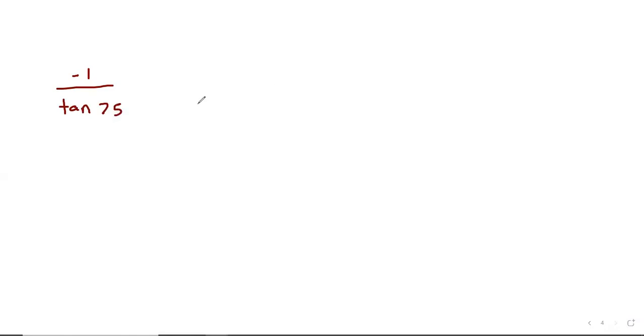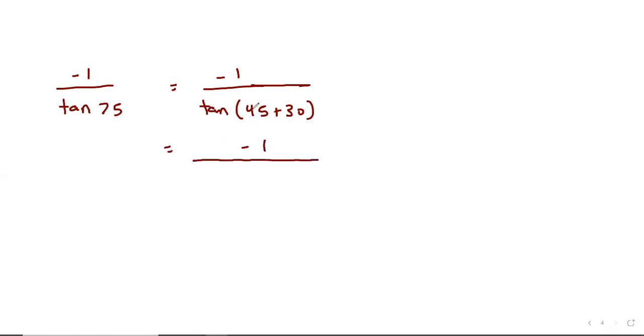We can write this angle 75 as 45 plus 30. So that is going to be negative 1 over tan(45 + 30). Then apply the rule of tan. So it's negative 1 over tan(45 + 30). Here it's the sum of two angles. So we can write it as (tan 45 + tan 30) over (1 − tan 45 tan 30).